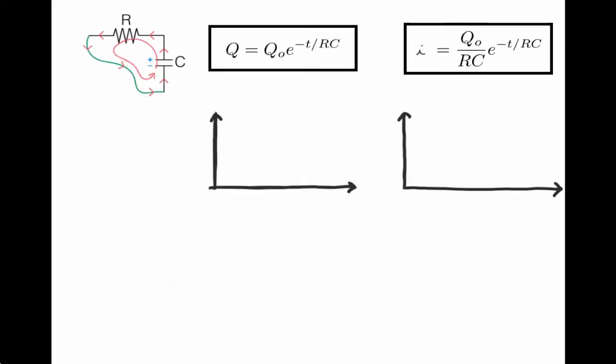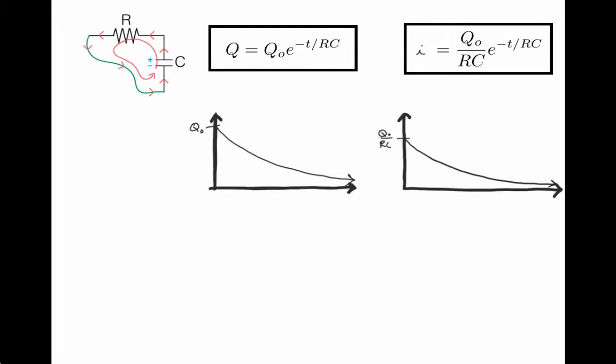It's worth plotting Q and I for discharging as we did for charging in the last video. The charge on the capacitor starts at some initial charge, Q naught, and decays to 0 over time. Meanwhile, the current starts at Q naught over RC and decays to 0 over time.